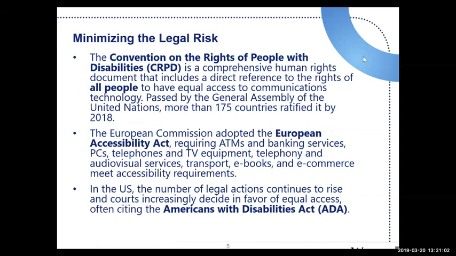So we do need to talk about minimizing the legal risk. And here are just a few other examples of how widespread the legal obligation is. The Convention on the Rights of People with Disabilities was signed by the General Assembly of the UN by more than 175 countries in 2018. The European Accessibility Act requires ATMs, banking services, TV equipment, and so on to be accessible, and that includes things like ebooks. And as I mentioned, in the US, there's an increasing number of legal actions pointing to the ADA.